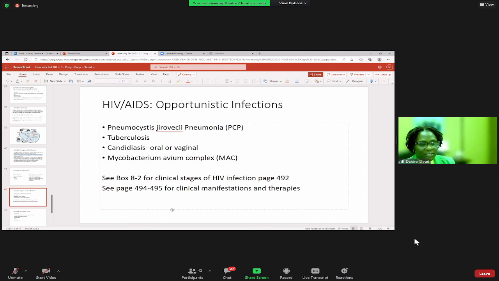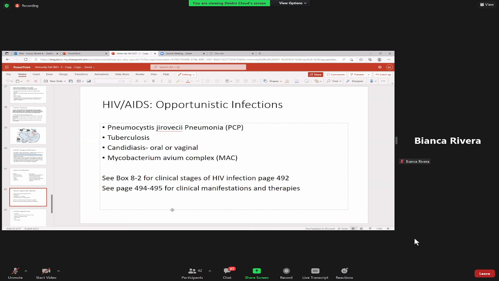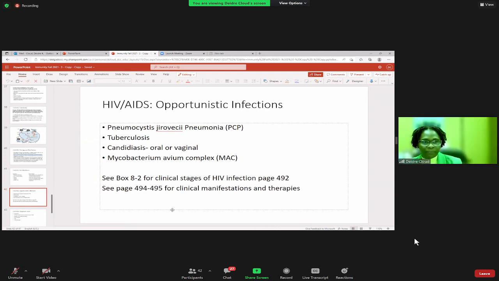And so what are the signs and symptoms of opportunistic respiratory infections that you might see? Dyspnea, coughing, increased temperature. Yeah, so normal CD4 is greater than 1,000. A CD4 less than 200 with opportunistic infections is considered AIDS.